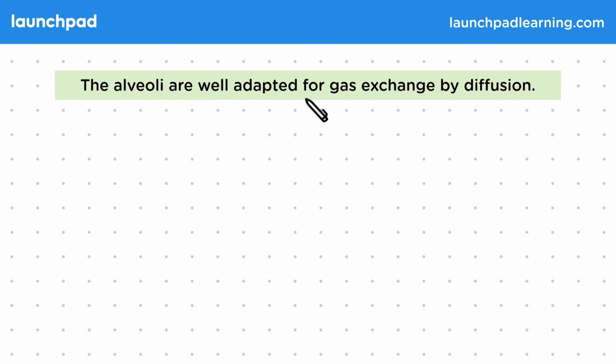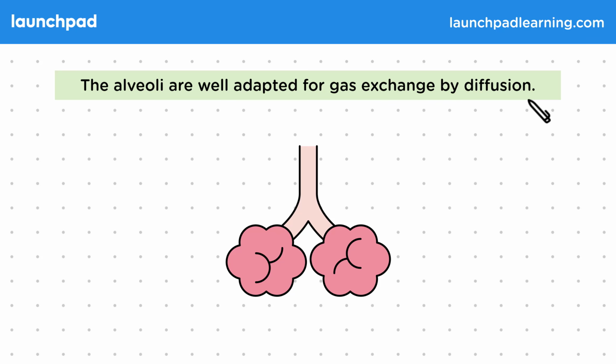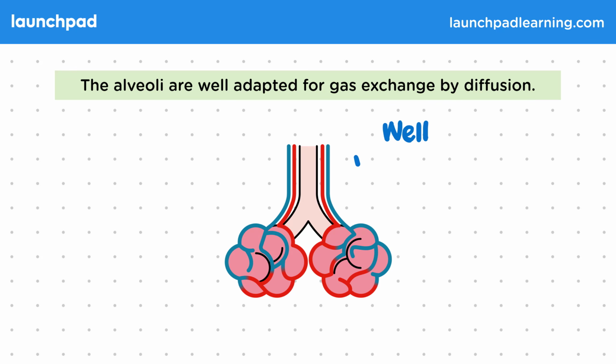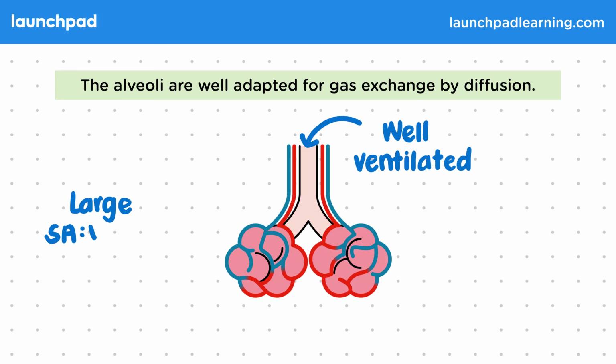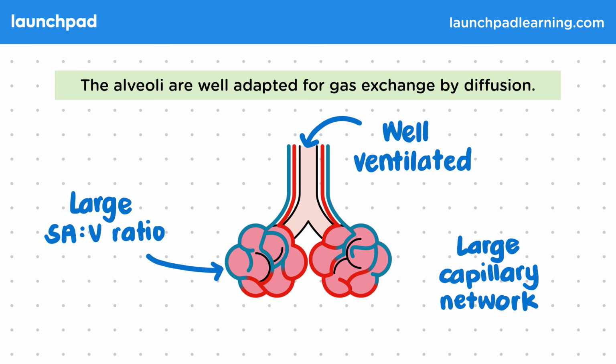The alveoli are well adapted for gas exchange by diffusion. Remember, for your exam, you should be able to explain how the lungs and alveoli are adapted for exchanging materials by diffusion. So first thing to note is that the alveoli are well ventilated. They also have a large surface area to volume ratio for diffusion, and the walls of them are folded to increase this further. Finally, the alveoli have a large capillary network. This is important for exchange, and the rich blood supply maintains concentration gradients as the blood is continually replaced.